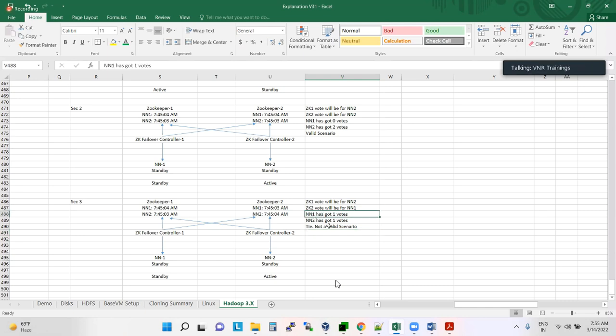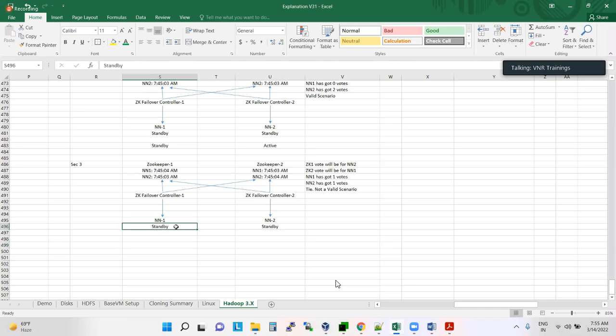So name node 1 has got 1 vote, name node 2 has got 1 vote. It means both have got the same votes, so it is a tie situation. It's not a valid one. When there is a tie situation, they cannot take a decision. Understand, sir? So both will be in standby mode only.